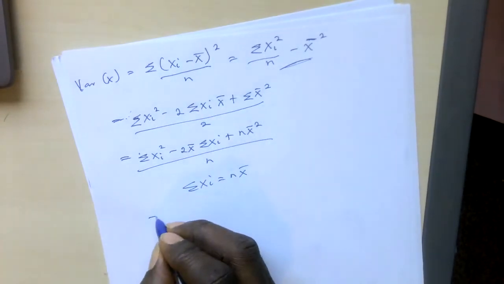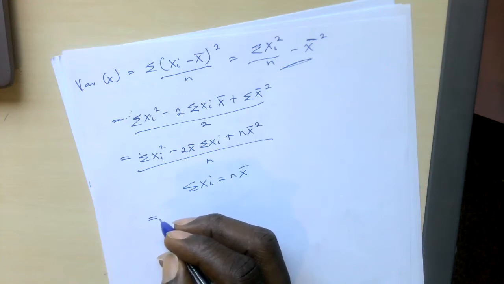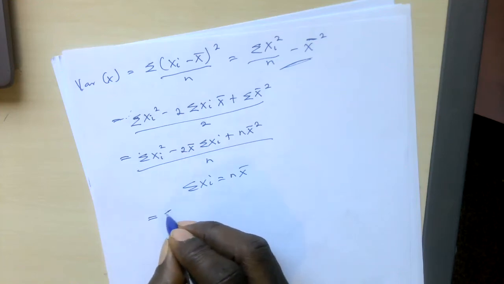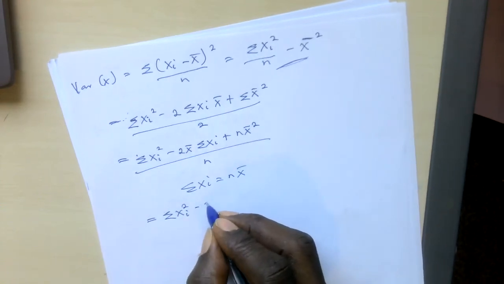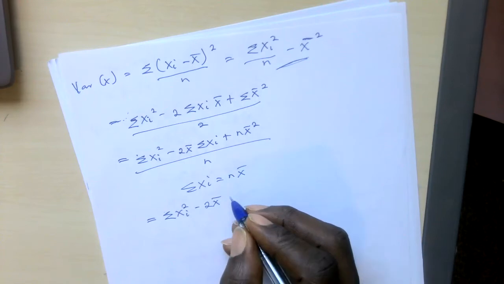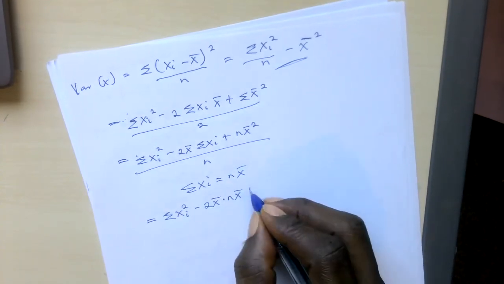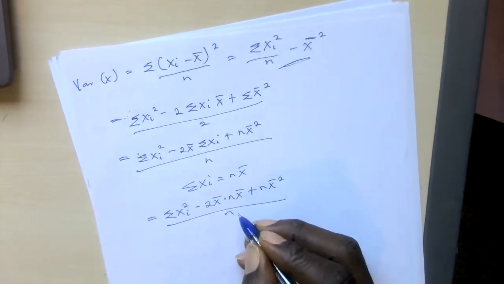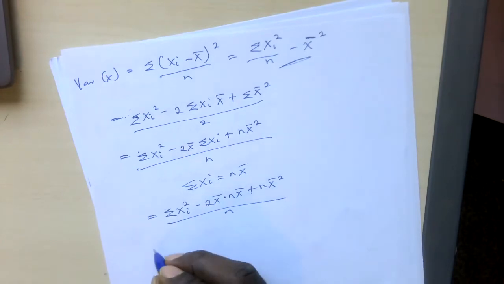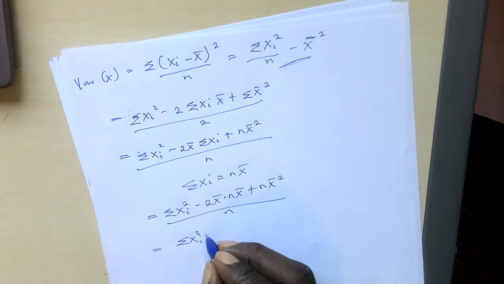So if that holds, then we have summation xi squared minus 2 x bar times n x bar plus n x bar squared, all over n, right? So that simply means, so you have minus, not plus, sorry, minus.